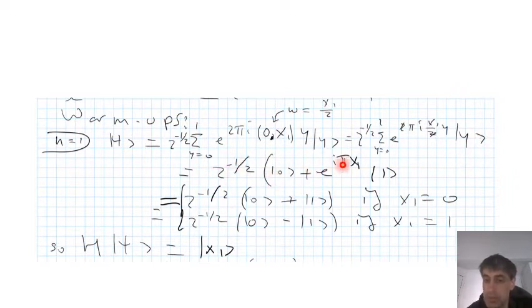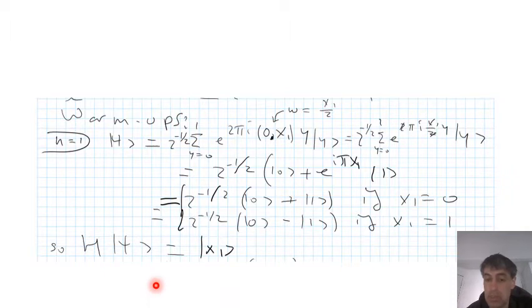If y is equal to 0, the phase factor is 0. If y is equal to 1, the phase factor is e to the I pi x1. E to the I pi is minus 1. So you can see that if x1 now is 0, you'll end up with 0 plus 1. If x1 is 1, you'll end up with 0 minus 1.